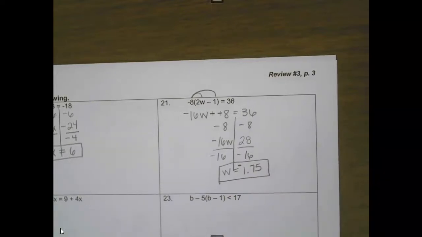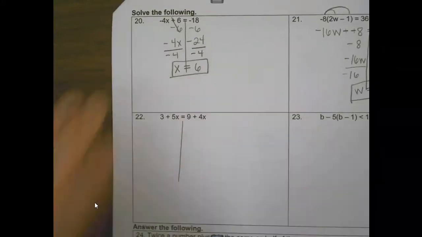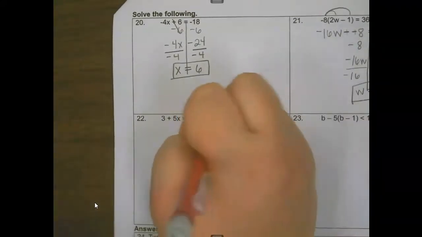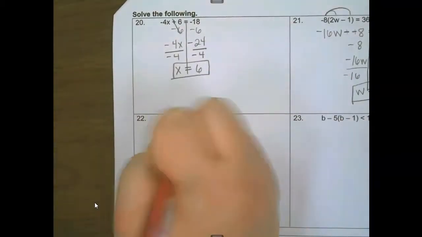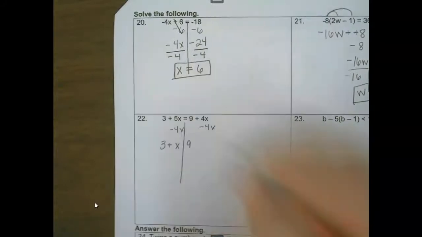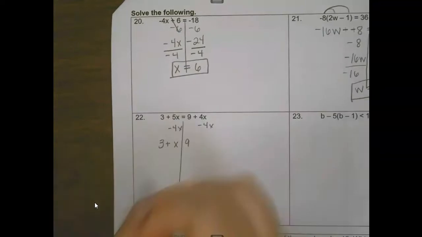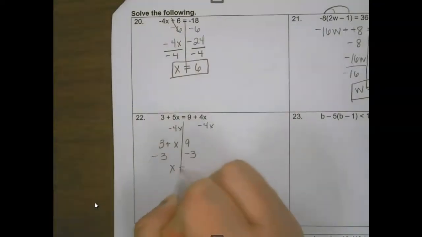Alright, let's look at number 22. Nothing to distribute, but I have an x on both sides, so I'm going to move the smaller x. That leaves me at 3 plus x, and this is 9. If you want to put a 1 in front of that x, you can, but it's not needed. Subtract 3 from both sides, and x equals 6.